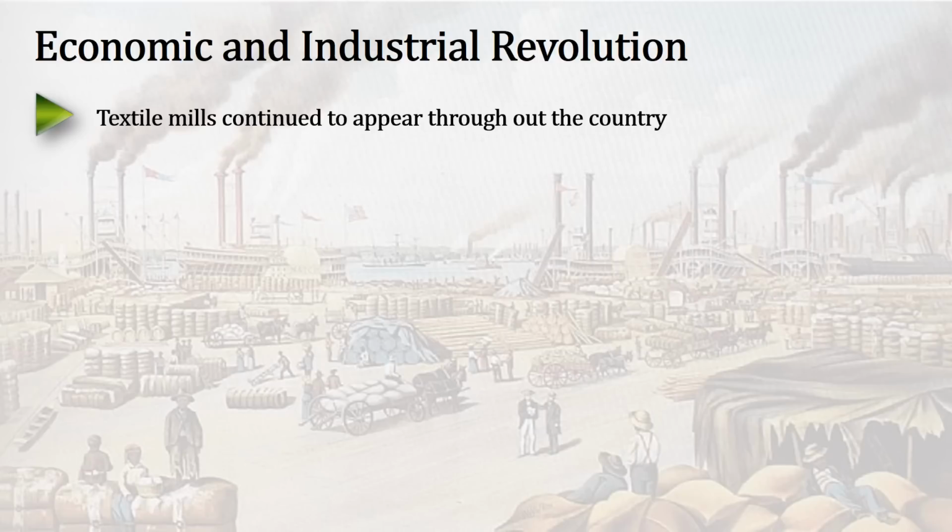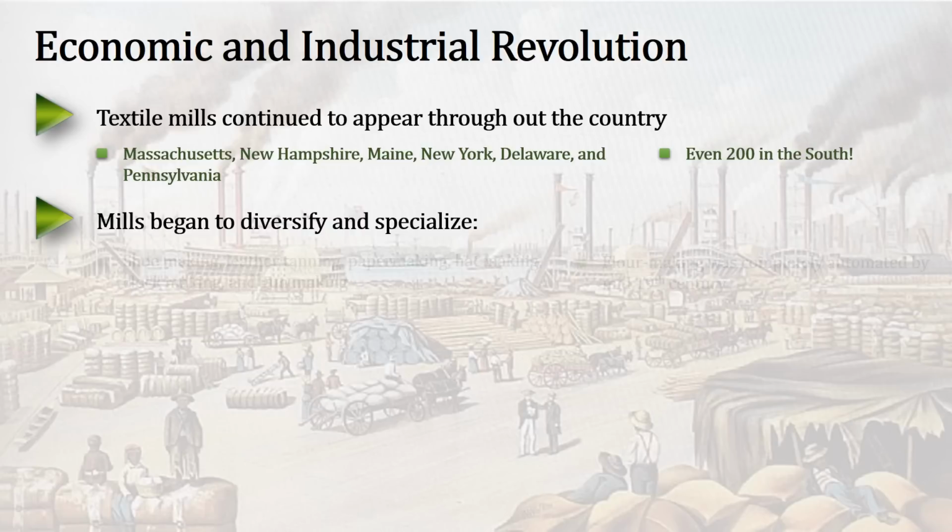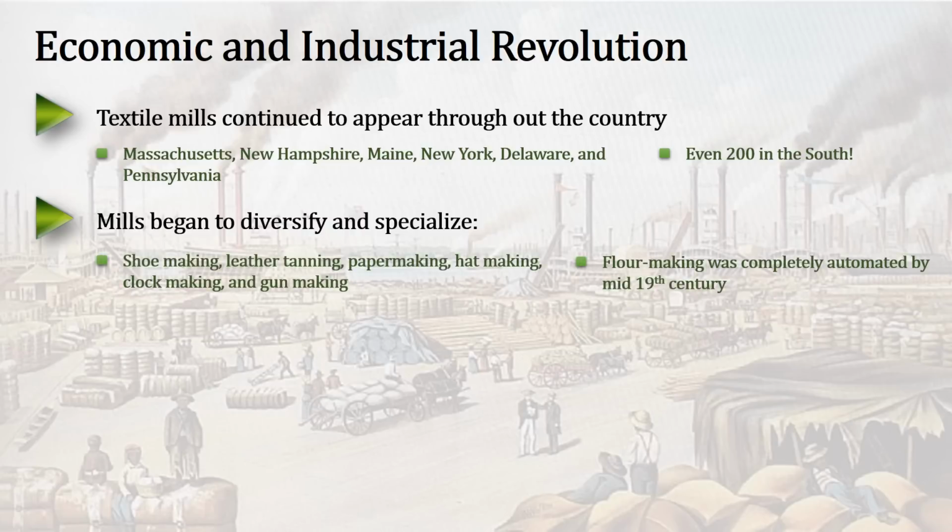Well, it's not long before textile mills begin to appear throughout the country. Places like Massachusetts, New Hampshire, Maine, New York, Delaware, and Pennsylvania all boast a thriving textile industry. You even have 200 that appear in the South, but the South is in no way going to rival the industry of the North. Mills also begin to diversify and specialize. They get into things like shoemaking, leather tanning, paper making, hat making, clock making, and gun making. Flour, by the mid-19th century, was done by a process that was completely automated.